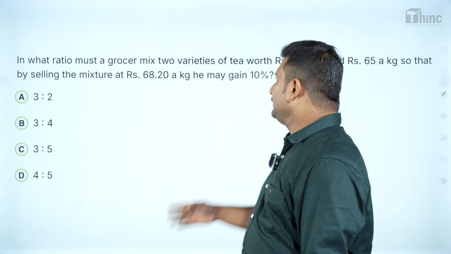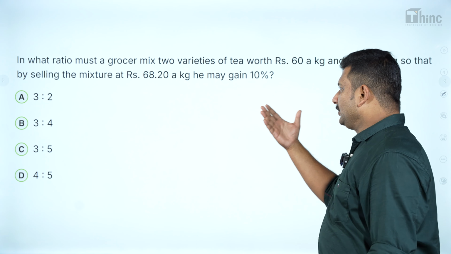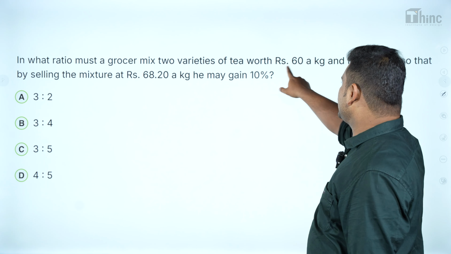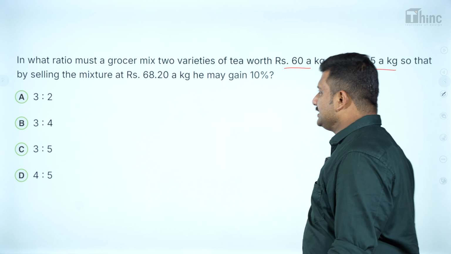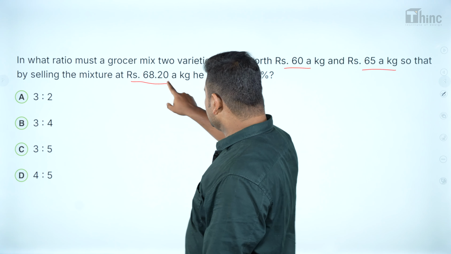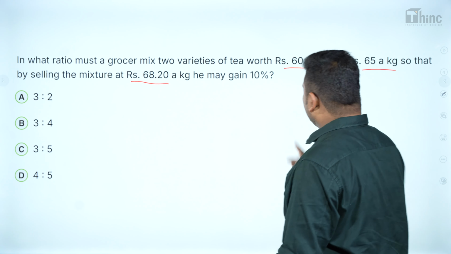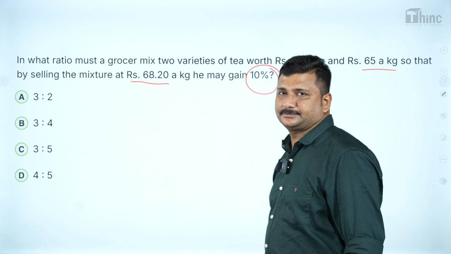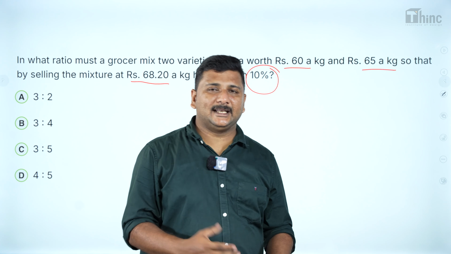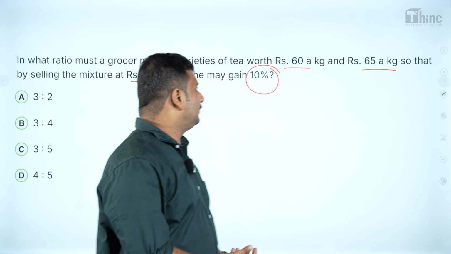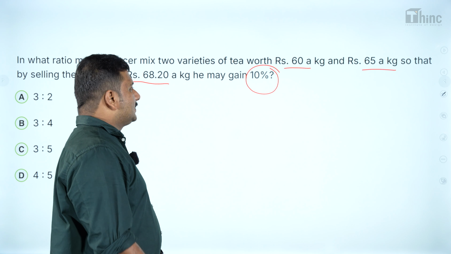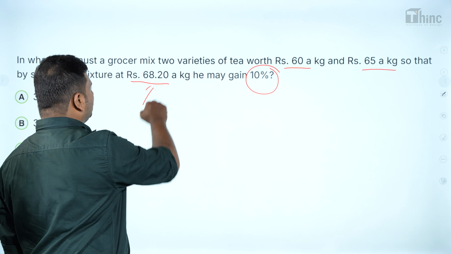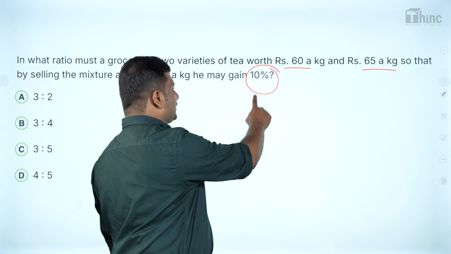So in what ratio must a grocer mix two varieties of tea worth rupees 60 per kg and 65 per kg so that the mixture is sold at 68.2 per kg and they gain 10%. So they are gaining 10%. So what is the meaning of gaining 10%? So he is selling it at 68.2 and he is gaining 10%.